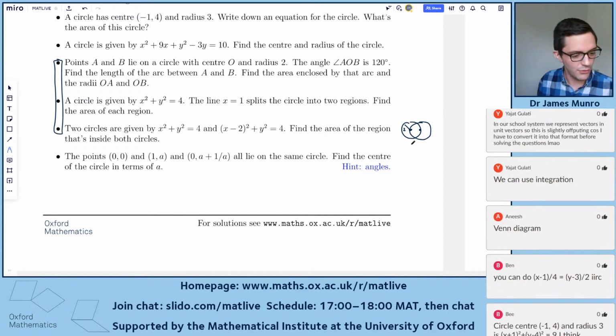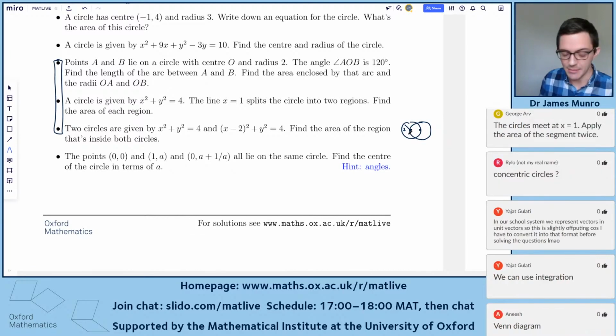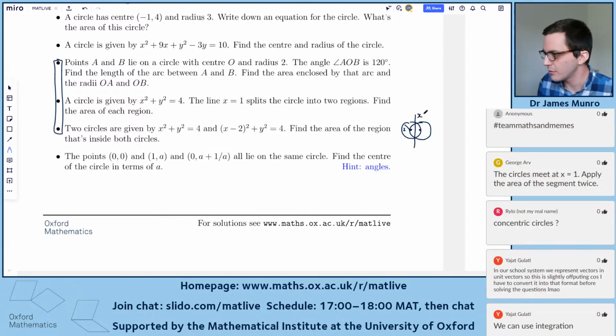Okay, they're not quite concentric. Concentric normally means they have the same centre. I don't think there's a word for this where they both go through each other's centres. It's quite a nice setup, isn't it? This is radius 2, so they meet at x equals 1, which is nice and pretty and lets you work out lots of things about where those points of intersection are.